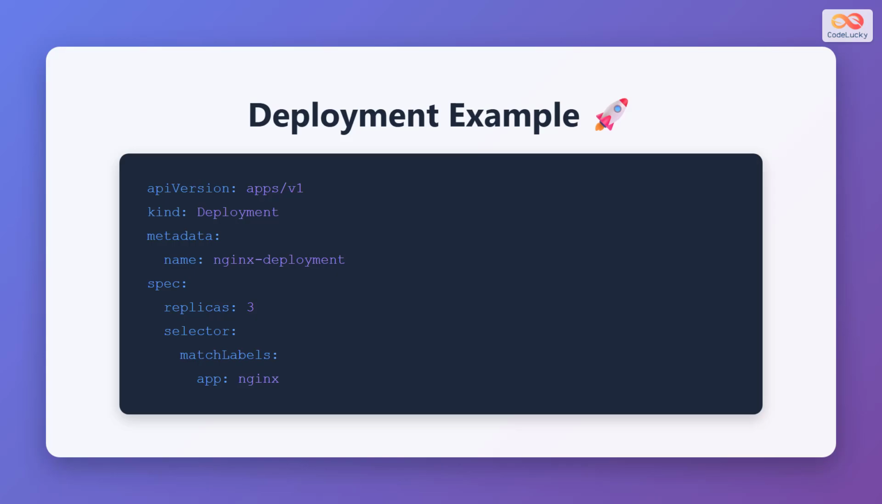Now let's look at a deployment manifest. The API version is apps/v1 because deployments belong to the apps API group. The kind is deployment. We name it nginx-deployment in the metadata. In the spec section, we specify 3 replicas, meaning Kubernetes will maintain 3 identical pods. The selector uses match labels to identify which pods belong to this deployment, in this case, pods with the label app equals nginx. Deployments provide more features than basic pods, including scaling and rolling updates.